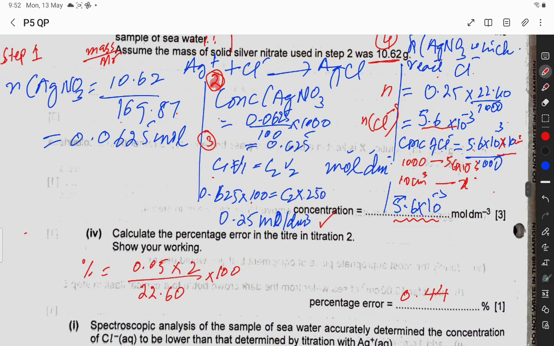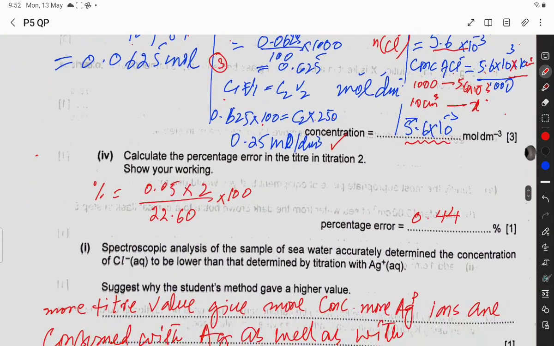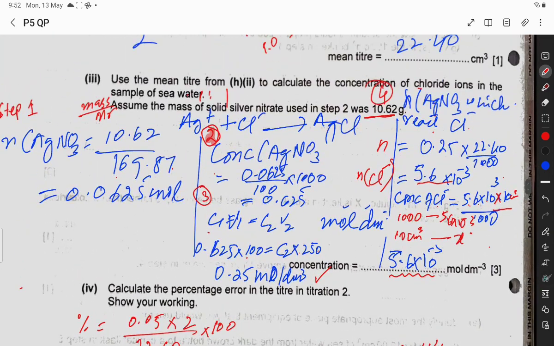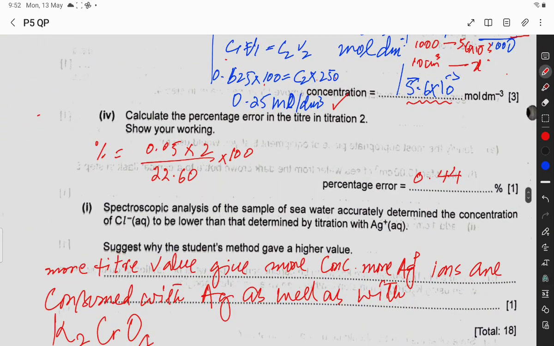1000 contains 5.6 × 10^-3 and 10 centimeter cube contains x. So this is the concentration of chloride ion. Calculate the percentage error in the titer in titration 2.